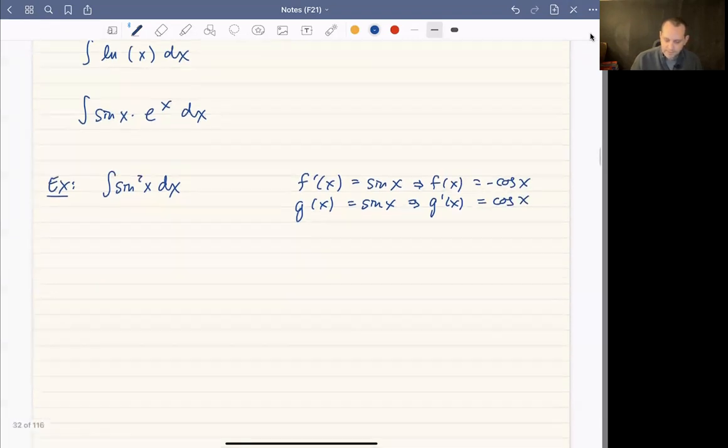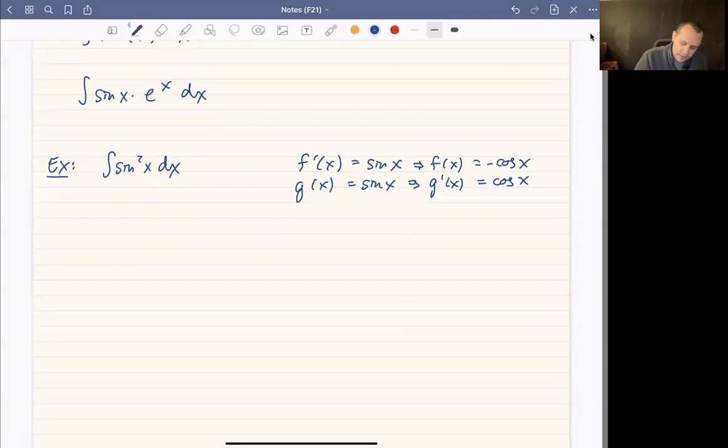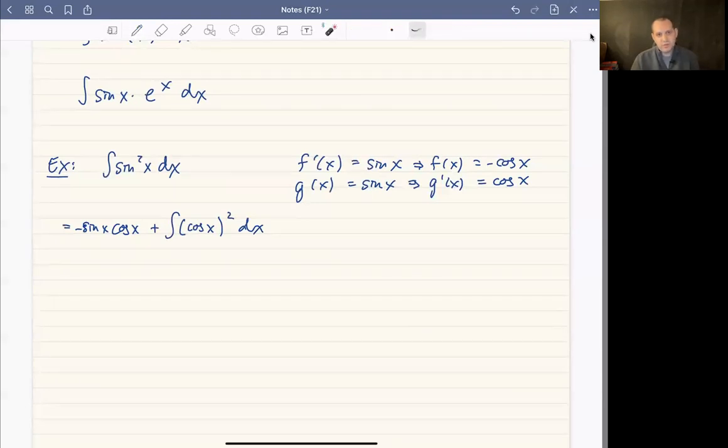And so what's going to happen is that our integral is going to become f times g. So that's negative sine x cosine x minus the integral of f times g prime. So that's negative cosine of x times another cosine of x dx. And if we were to just do integration by parts again, what would happen is that this process would undo itself and we'd end up with the integral of sine squared x equals the integral of sine squared x, which is true but not helpful, right? That doesn't tell us what the integral is, just that it's equal to itself.